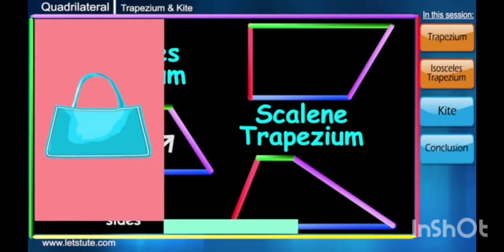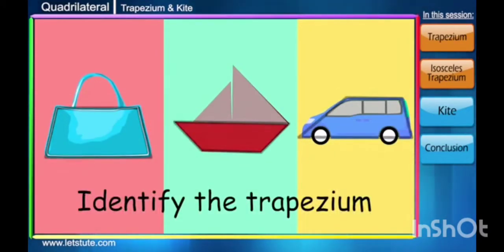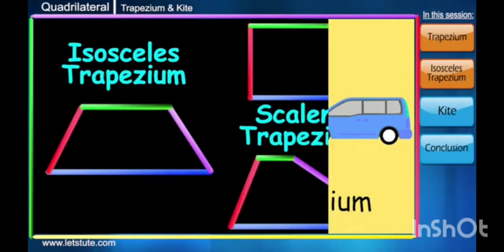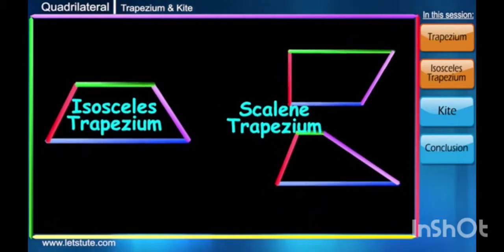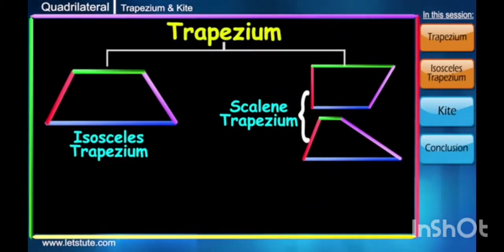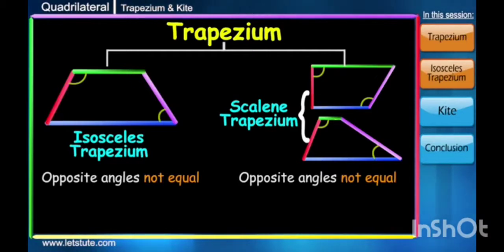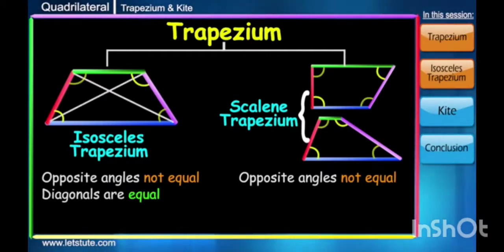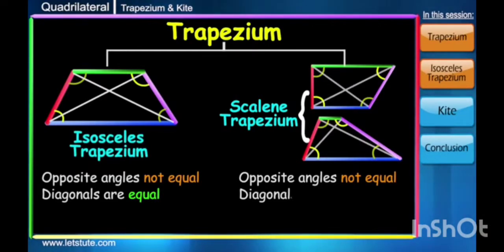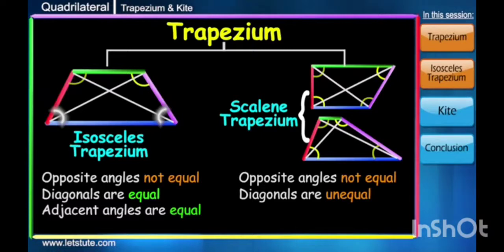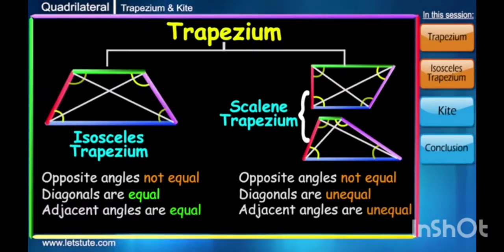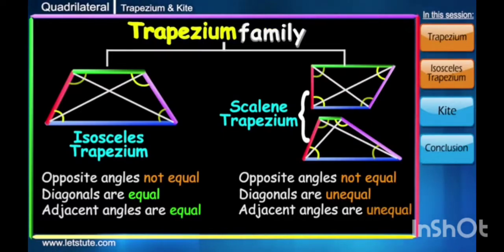Here are some real-life examples of trapezium. Since it is a bit different shape than that of a parallelogram, even its properties will differ. Like, opposite angles will not be equal, and diagonals may be equal as in the first case, that is in an isosceles trapezium, or may not be equal like in any other trapezium. In an isosceles trapezium, adjacent angles made by non-parallel sides are equal. In any other trapezium, they are not. So this was all about the trapezium family.